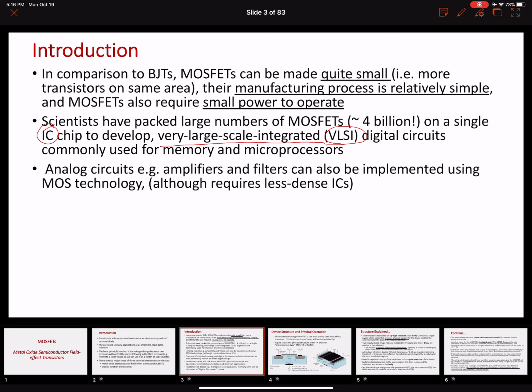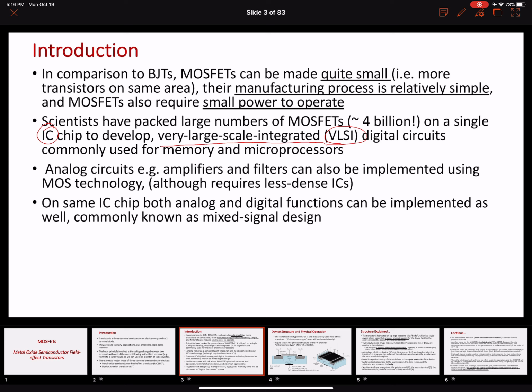We can also build our regular electronic devices using transistors. For example, filters for noise filtering, and amplifiers. Using this MOS technology, using both BJTs and MOSFETs, we can do that. Of course, we don't need millions and billions of transistors in making the amplifiers and the filters.